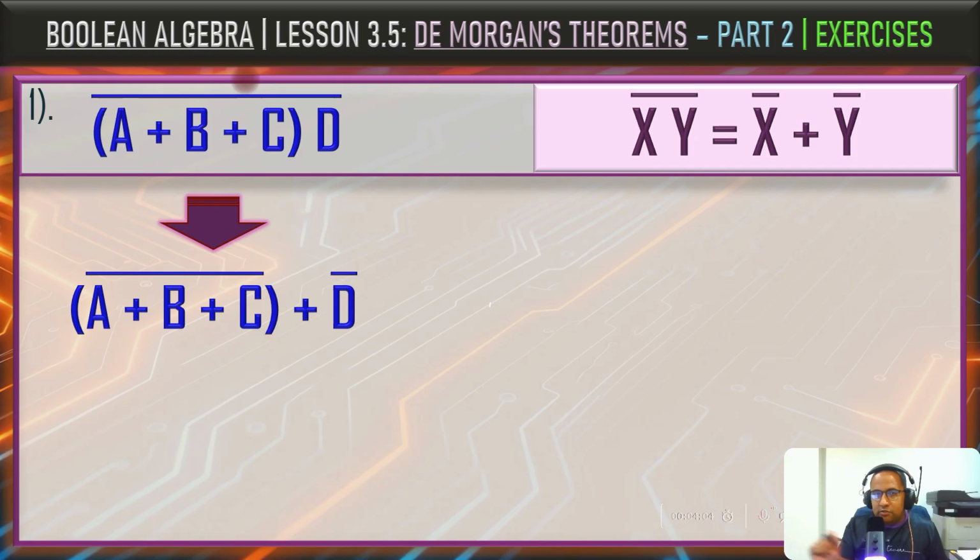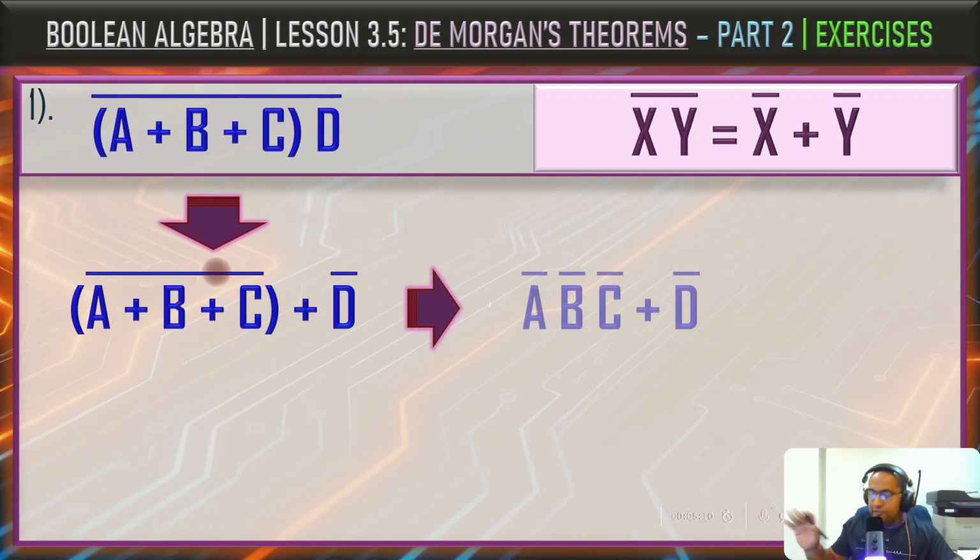Okay? Now we continue simplifying. We still have a complement applied to a sum. So applying De Morgan again. Move the bar inside and switch the operation. The sum becomes a product and each variable is complemented. And this is the final simplified expression. Notice that we apply De Morgan step by step. Always work in layers, okay?